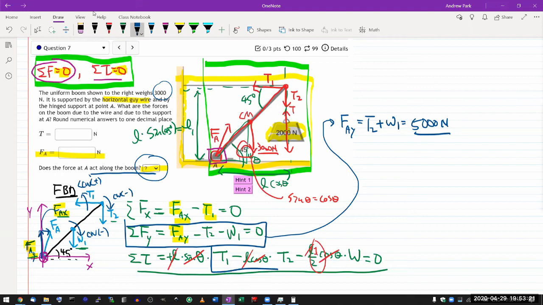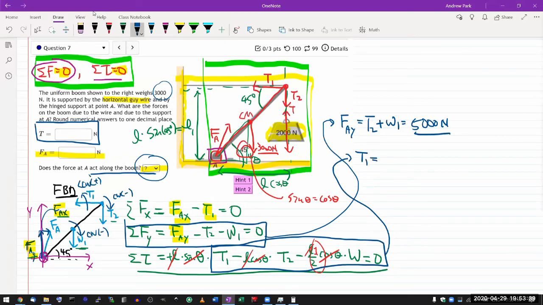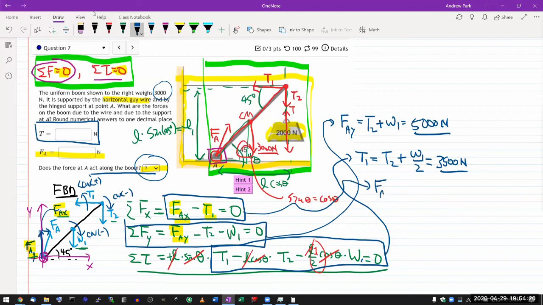I want to first solve the torque equation for T1, because that gives me the answer they're looking for here, this tension. Then it'll give me something to solve for the X component of the hinge force. Solving for T1, I move all the other terms over: T1 is equal to T2 plus half of the weight, W1 over 2. So it's 2,000 newtons plus 3,000 over 2, which is 3,500 newtons: 2,000 plus 1,500. Then from the X equation, I see that this is also the X component, so the X component of the hinge force is 3,500 newtons.